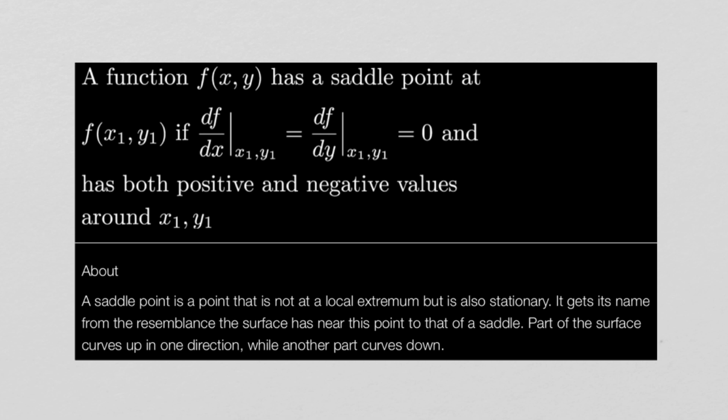A function has a saddle point where it has both positive and negative values. A saddle point is a point that is not a local extreme, but it is also stationary. It gets its name from the resemblance of a surface near this point to a saddle.